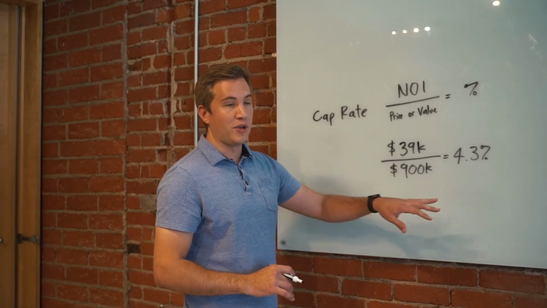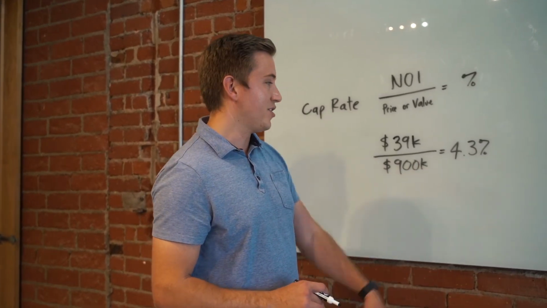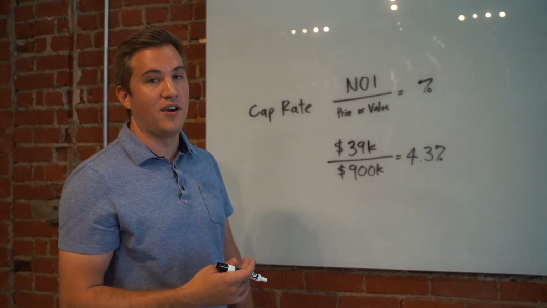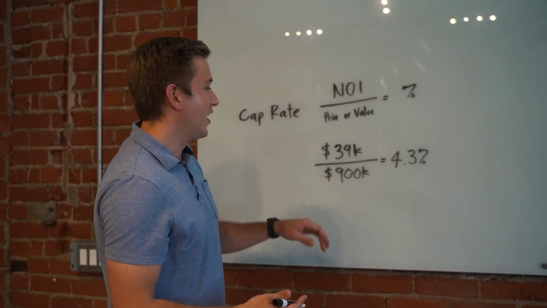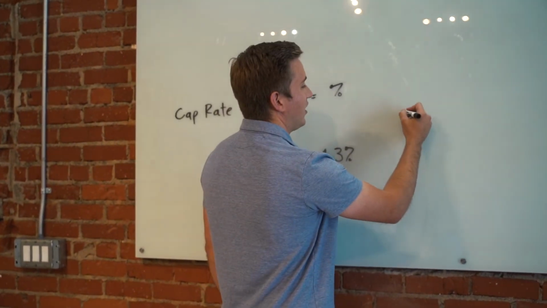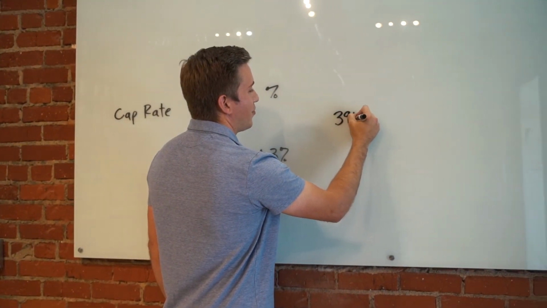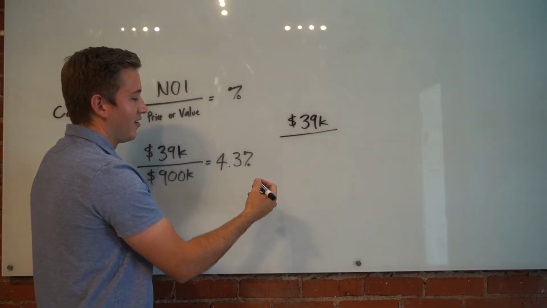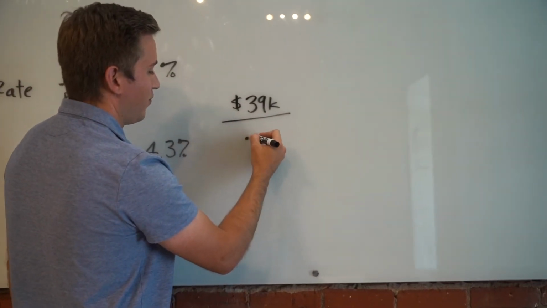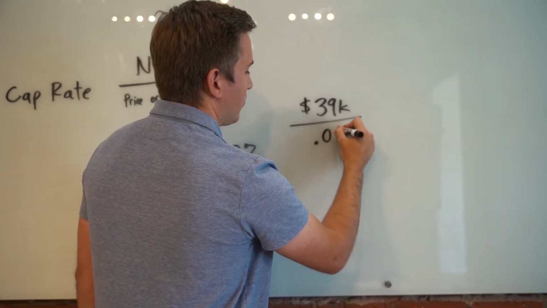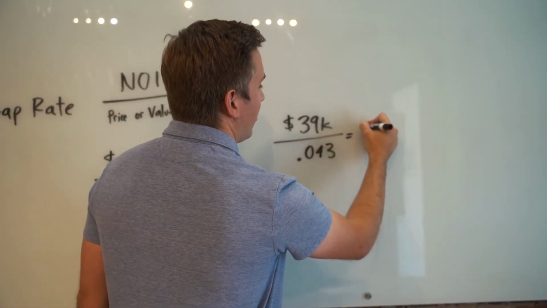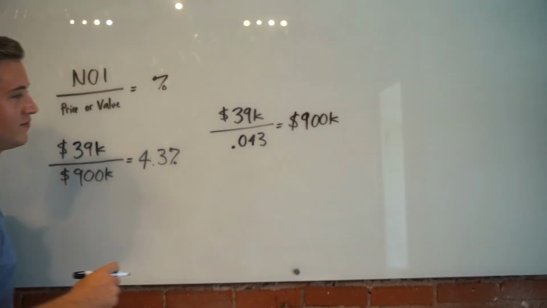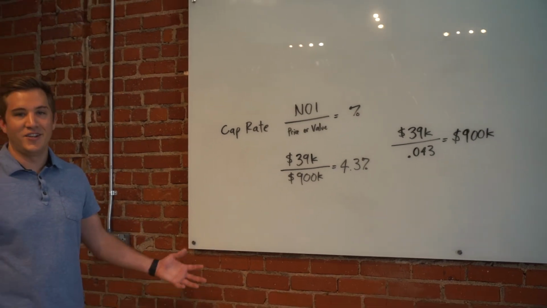And going back to how to value properties using these metrics, if we were to take this 4.3% cap rate, we could use it to come up with an estimate of value for this building. How you would do that is you would take your $39,000 in net operating income and divide it by the going market cap rate, which in this case we'll say is 4.3%, and that would spit out a rough estimate of value for our building. And that's how you do that.